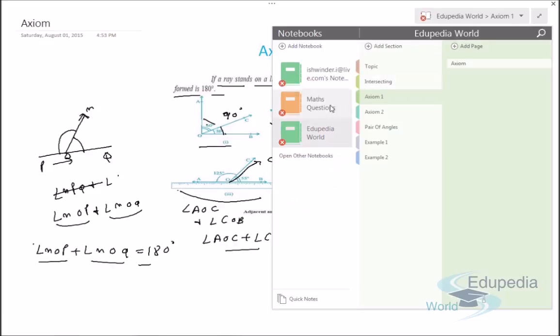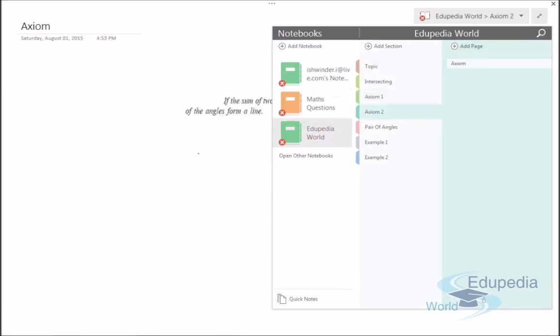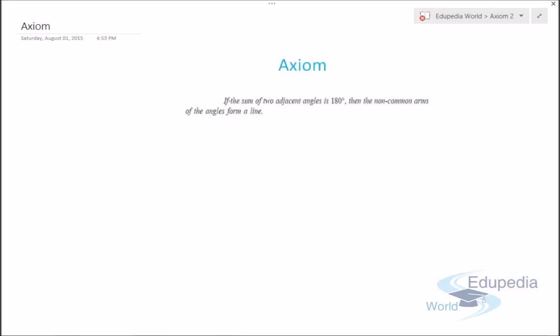Now let's move on to the next axiom, axiom number 2. If the sum of two adjacent angles is 180 degrees, then the non-common arms of the angles form a line.